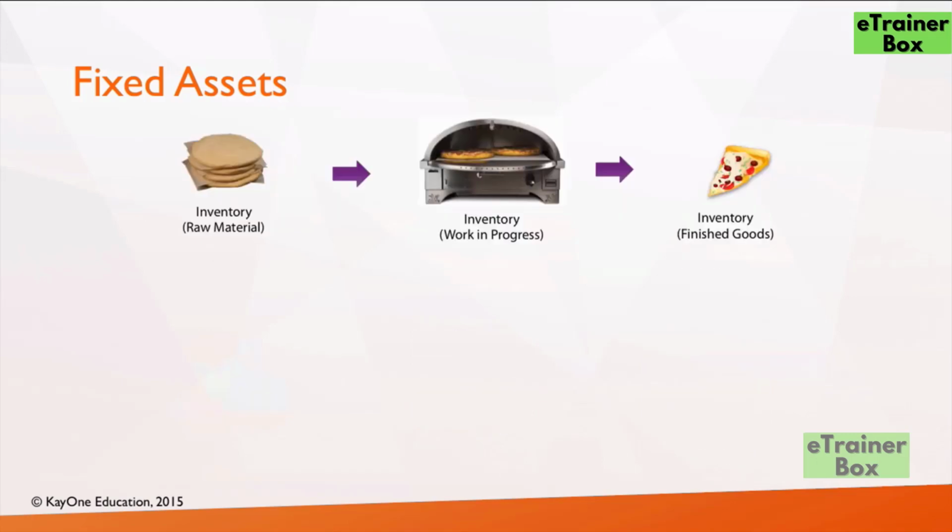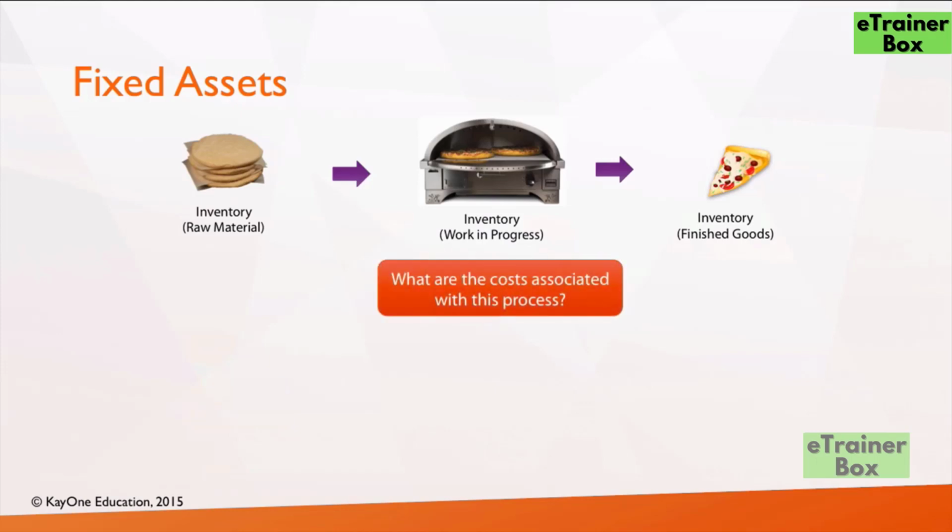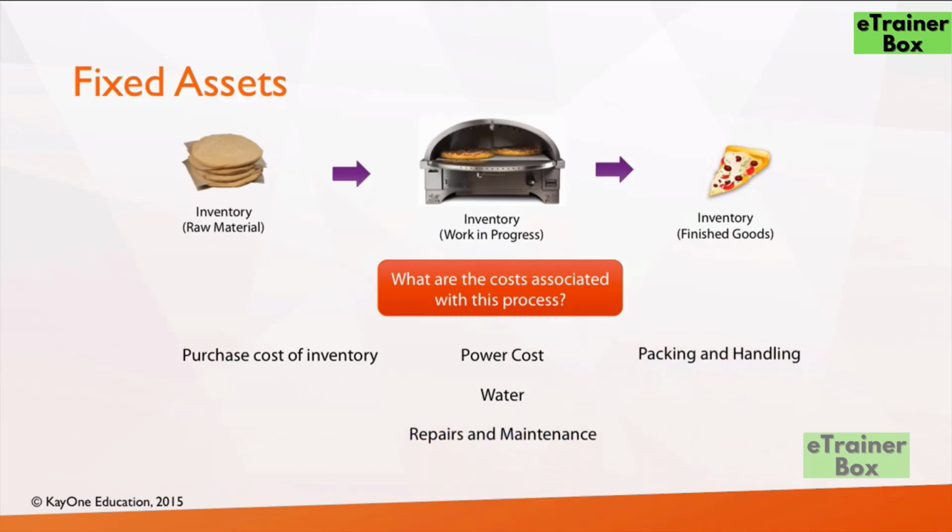Going back to the example of the pizza shop, inventory is purchased in the form of raw materials, it is converted to WIP or work in progress and it's sold as finished goods. So what are the costs that are associated with this process? At the inventory stage, the cost is the purchase of inventory. In the WIP stage, the cost is the power cost, the water cost, the repairs and maintenance and so on. And at the finished goods stage, it is the packing and handling charges, the transport and fuel and so on.